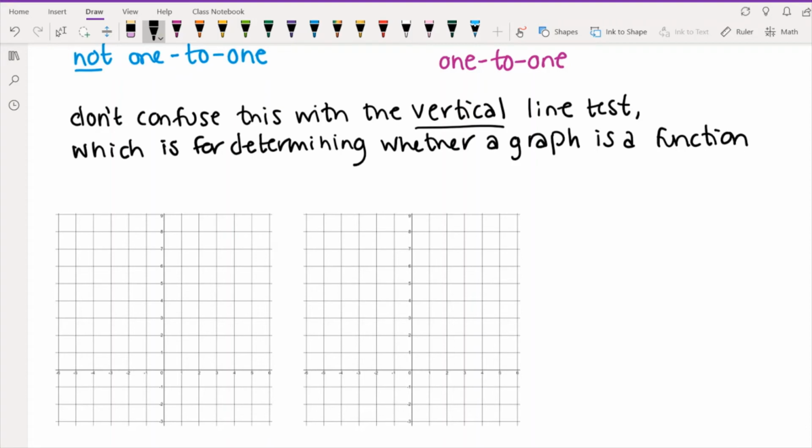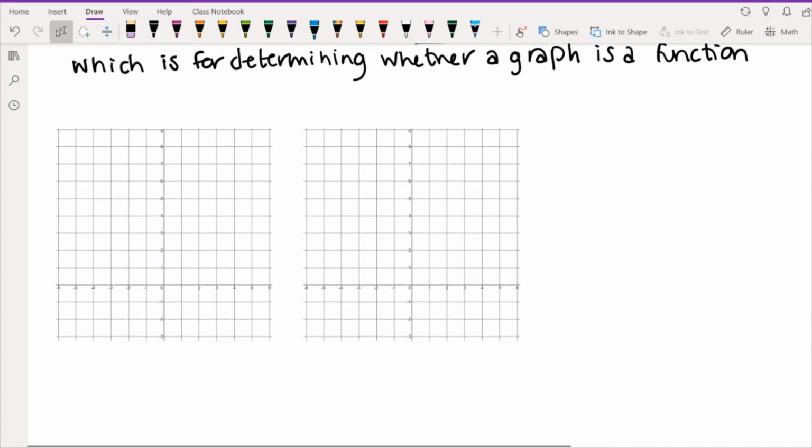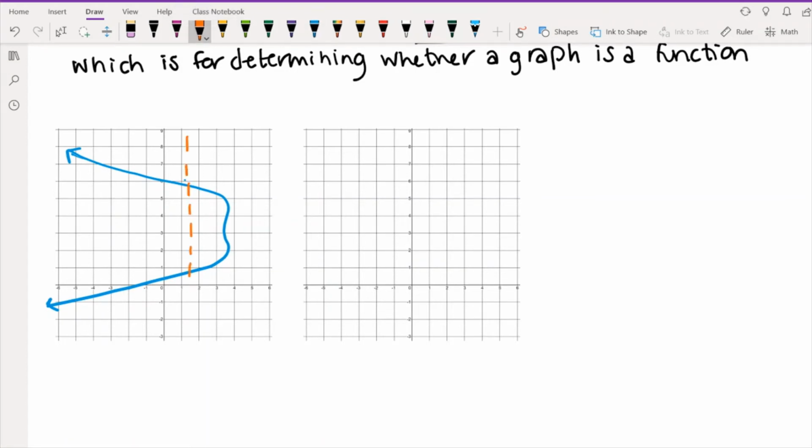So for the vertical line test, I'm just going to sketch an example of a graph here that we'll see is not a function. So something like this. So this would fail the vertical line test. If we were to draw a vertical line through the graph, we would see that it would cross the graph more than once. So that would tell us that this is not a function.